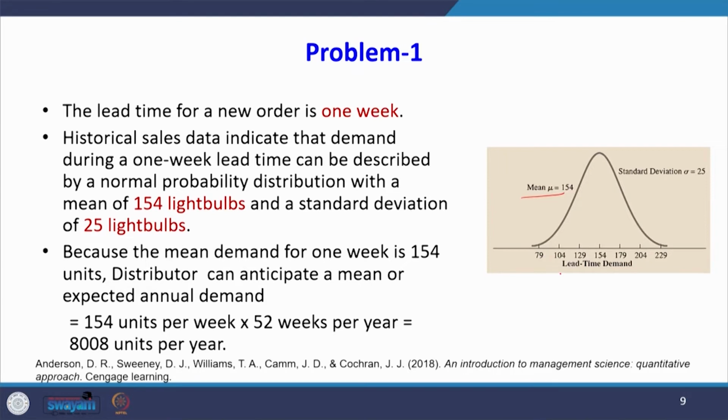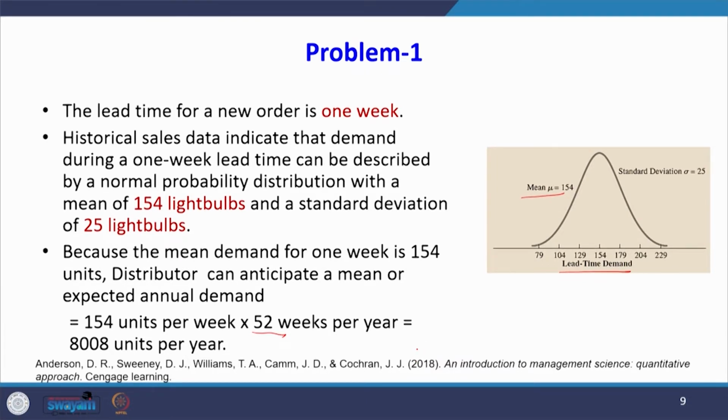So, this was the lead time demand. Because what is the lead time demand? The lead time demand follows a normal distribution whose mean is 154 and standard deviation is 25. Because the mean demand for 1 week is 154, the distributor can anticipate a mean or expected annual demand. How much? There are 52 weeks per annum and 1 week demand is 154. So, the annual demand is 8008.